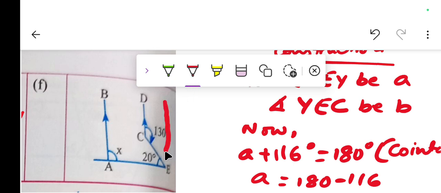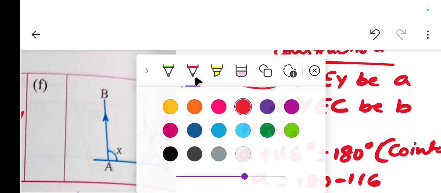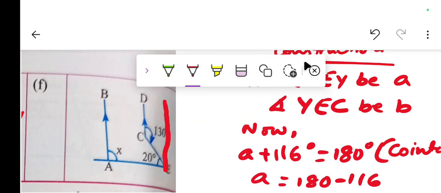Construction can be done from this place. It's becoming thick. From this place, draw a line parallel to CD and AB, and then you will get this angle as a co-interior angle. If this is 130, it will come like 50 degrees, because their sum will be 180.